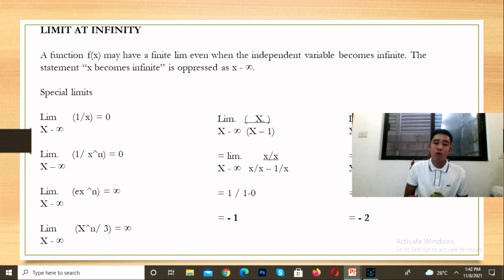The same goes for the second example: x over x minus 2, as x approaches infinity. So x over x over x minus 2 over x. So 1 over 1 minus 0 equals 1.